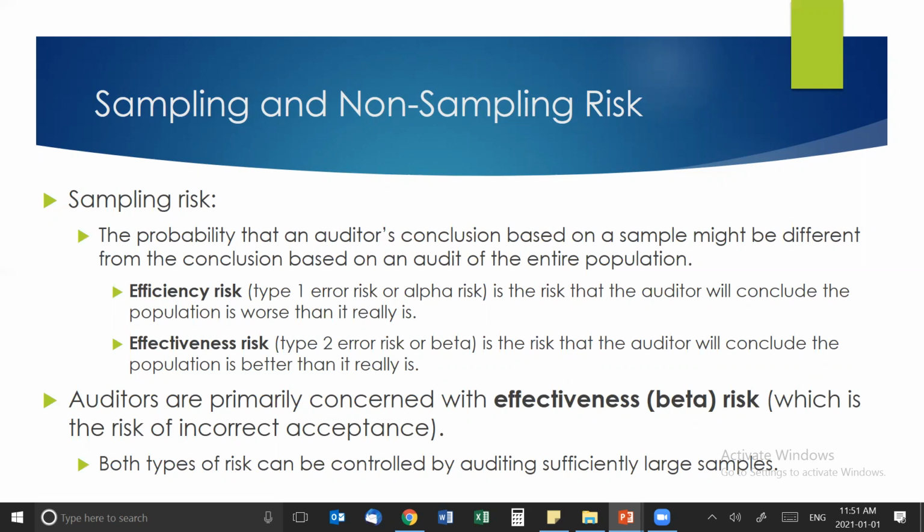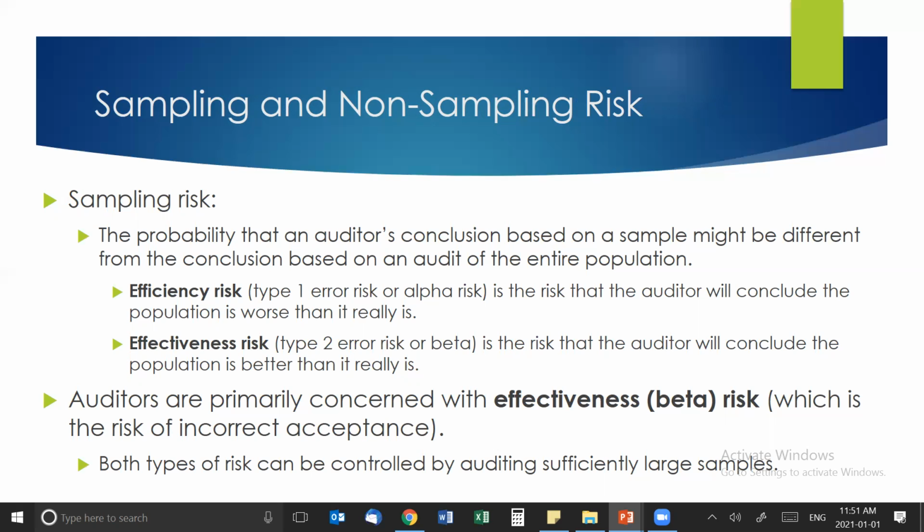There are two types of sampling risks. There's efficiency risk, which is the risk that the auditor will conclude that the population is actually worse than it really is. And then there's effectiveness risk, which is the risk that the auditor will conclude that the population is actually better than it really is. Usually auditors are more concerned about saying that something is better than it actually is, because if they think it's worse, they'll do more work to investigate if the error is above materiality. But if they conclude the population is better than it really is, they can potentially issue a wrong opinion.